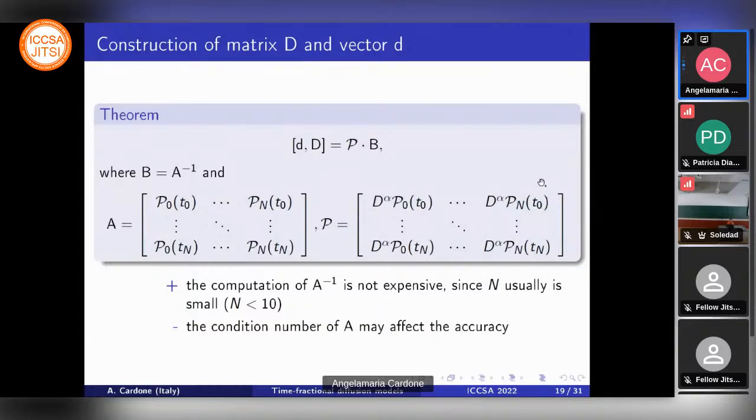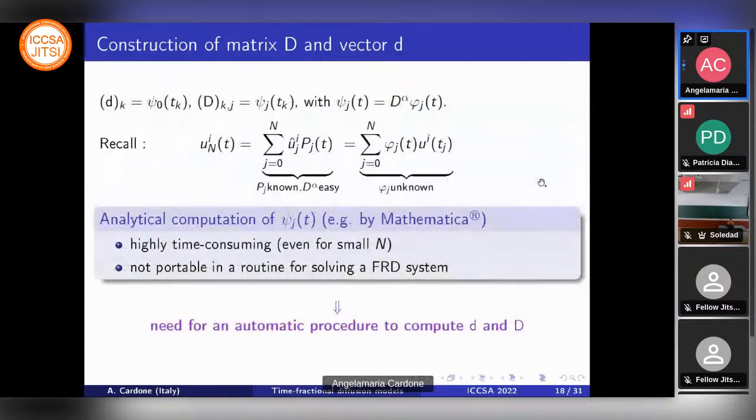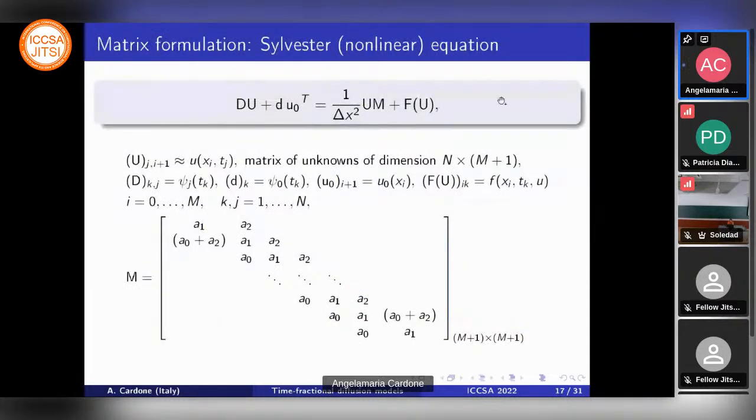So now everything is known, and so we can write this Sylvester equation, and the unknown now is only the matrix U of the approximate values of the solution at the points x_i and t_j. This is a Sylvester nonlinear equation when f is nonlinear, and matrix M is a tridiagonal matrix.